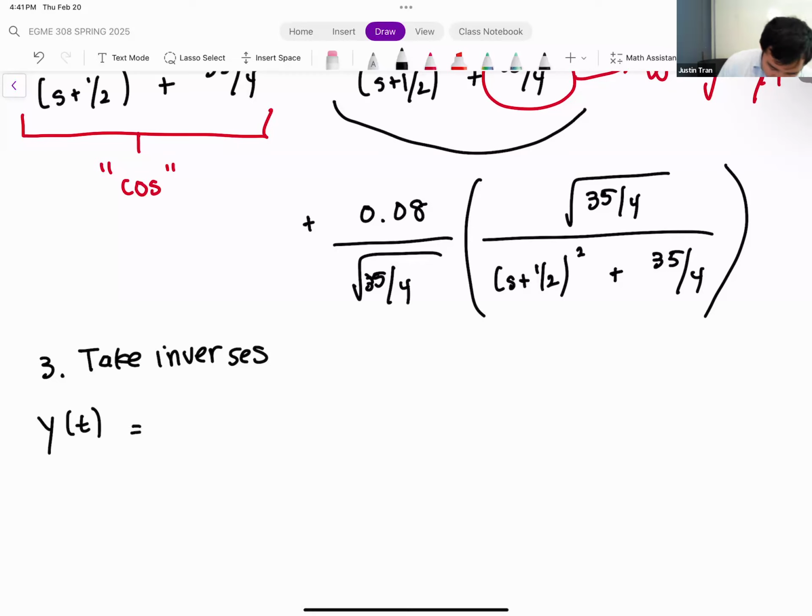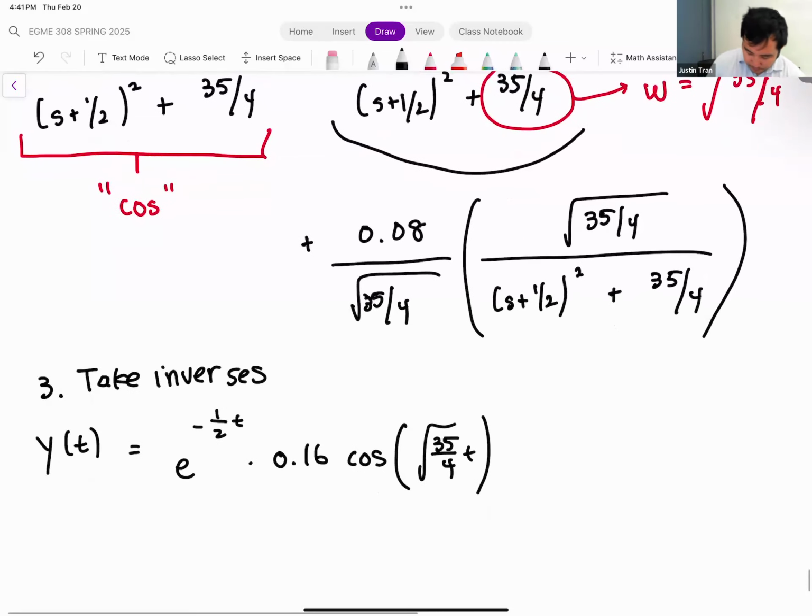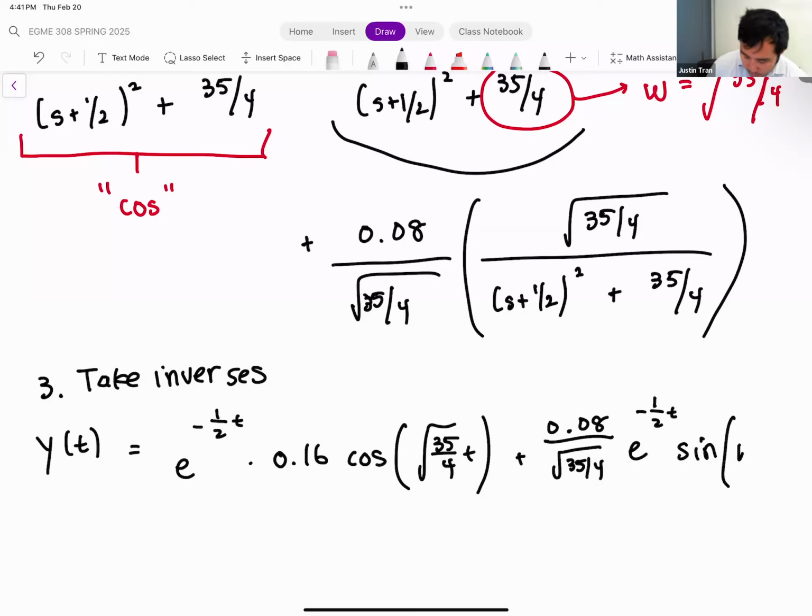Taking the inverse of this, we get e to the minus 1/2 t times 0.16 cosine of square root 35 over 4 times t. Okay, so that's the inverse Laplace of that first term, plus 0.08 divided by square root 35 over 4, e to the minus 1/2 t times sine of square root 35 over 4 times t.